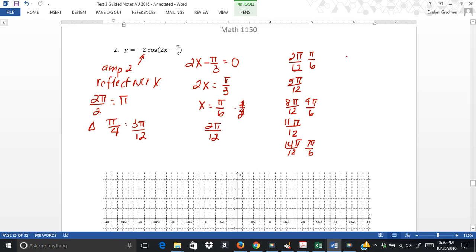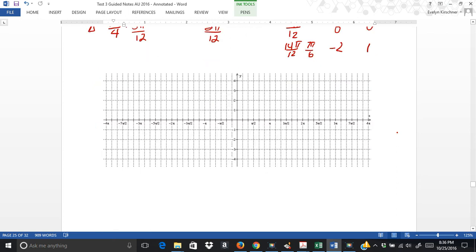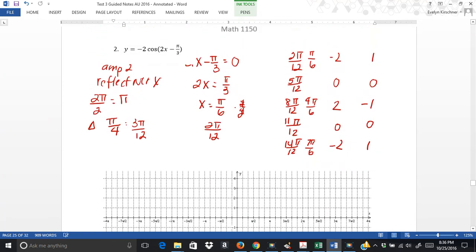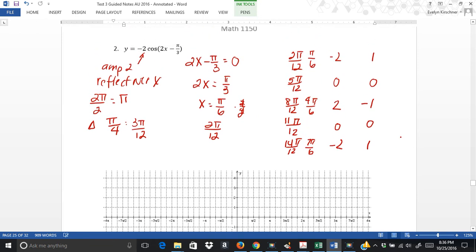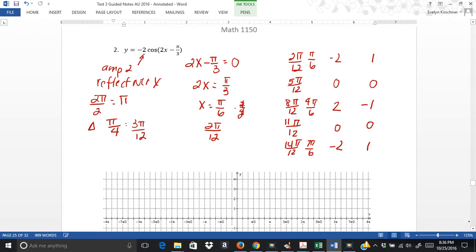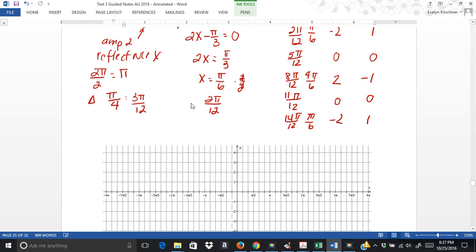So my original points would have been 1, 0, negative 1, 0, 1. And I'm going to multiply by negative 2. So my new points are negative 2, 0, 2, 0, negative 2. I want to be able to see my points so I can graph them. So I'm going to plot my points.